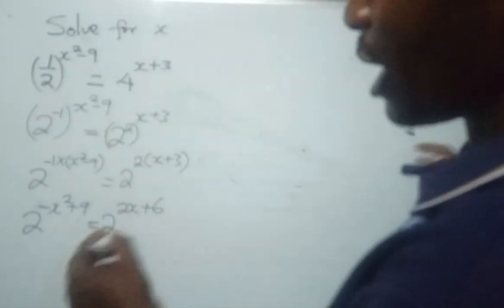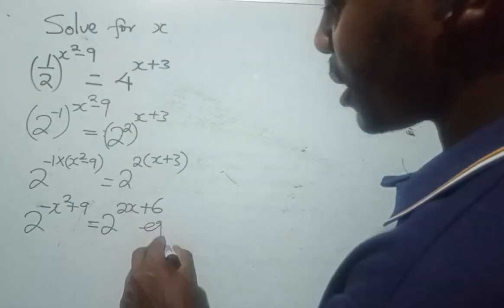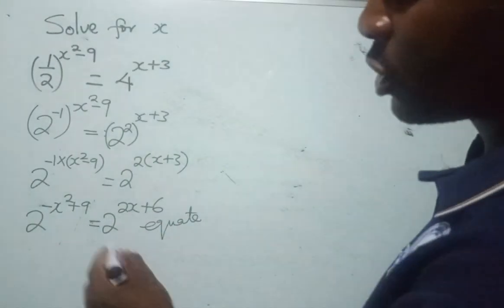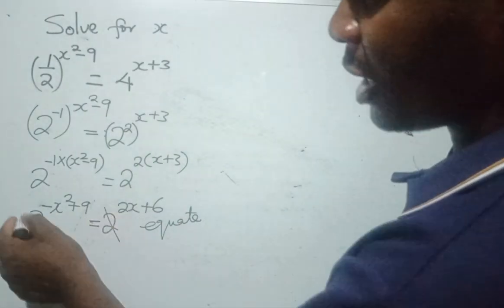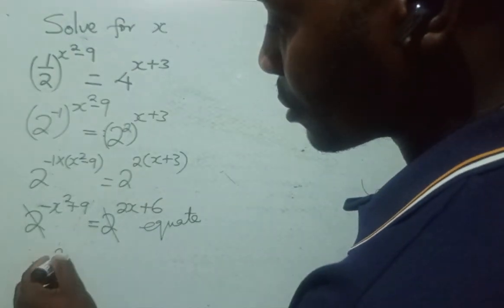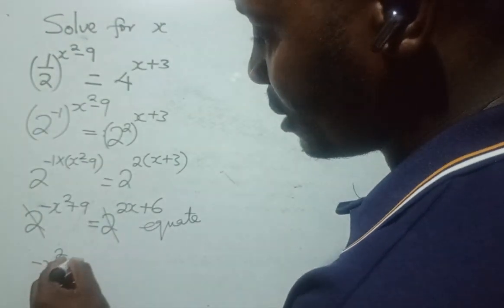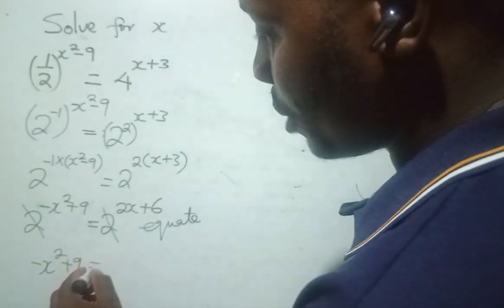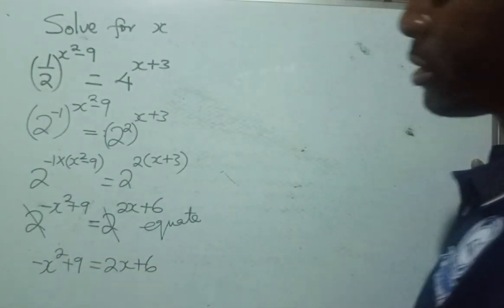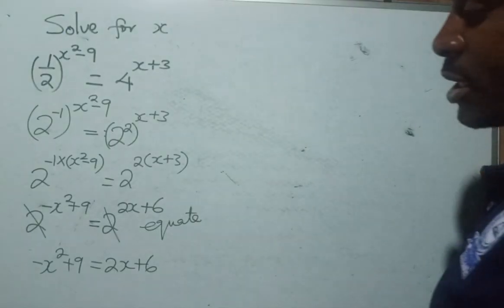From there now, we are going to equate the base. Why are we equating the base? Because they are the same. So when we equate, we mean cancelling. So we have −x² + 9, which will be equal to 2x + 6.